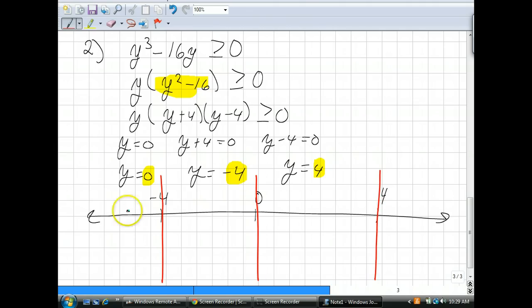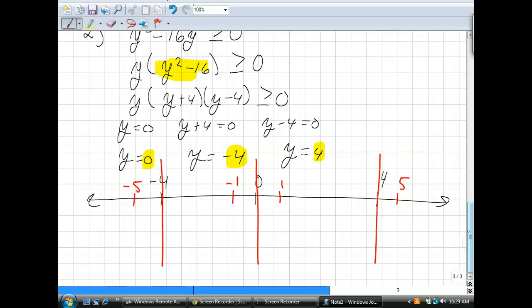Okay? And so on this side, I'd have a -5. In between -4 and 0, I have a -1. In between 0 and 4, I'd have at least a 1. And then after 4, I'd have a 5. And again, I can pick any number in that interval. Then I take every single factor. So one factor is y, another factor is y plus 4, and another factor is y minus 4. And then I plug in a number from each interval.